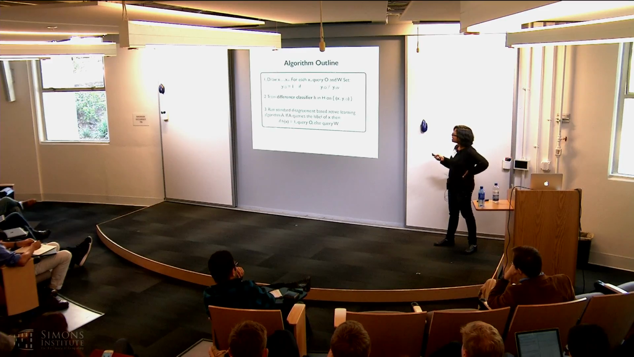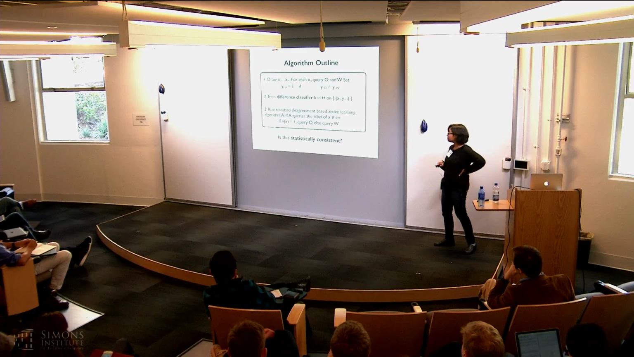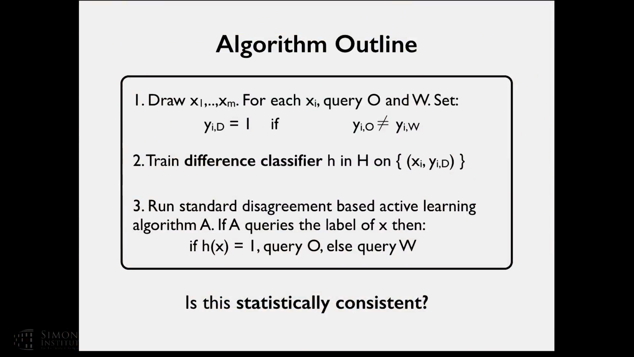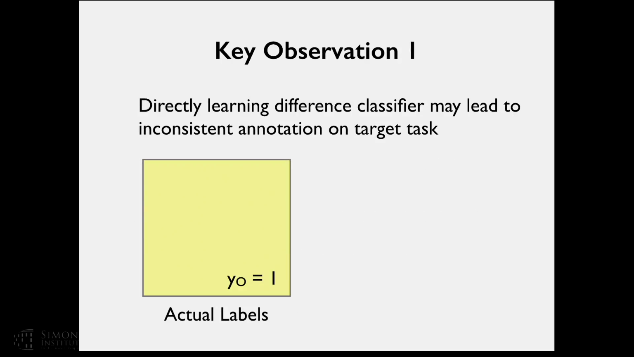Now, what could be the problem with this? First of all, let's forget about labels. Is this even statistically consistent? Actually, the answer is no, and this is one of the key observations that we made. So why not? Let us look at this particular example. Let's say this is the actual example. This is the oracle. The oracle labels the entire space as yellow.